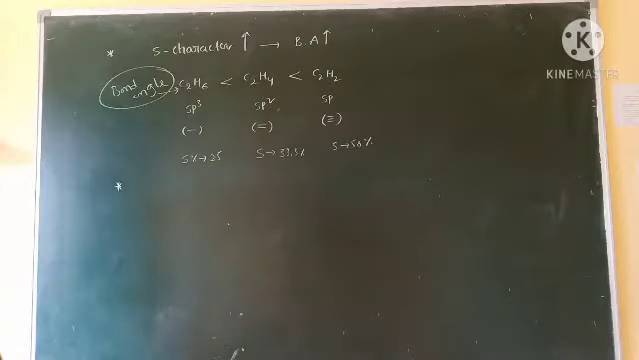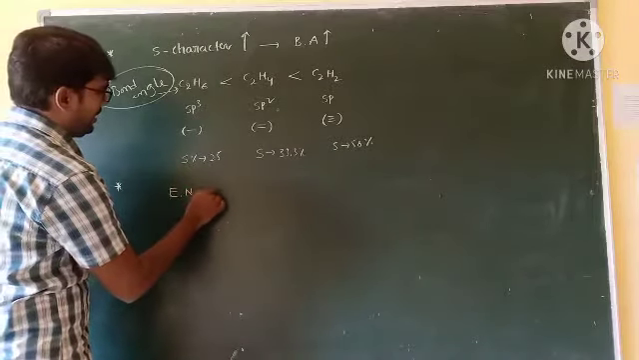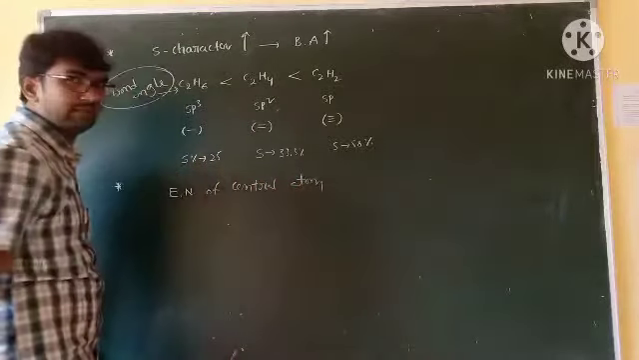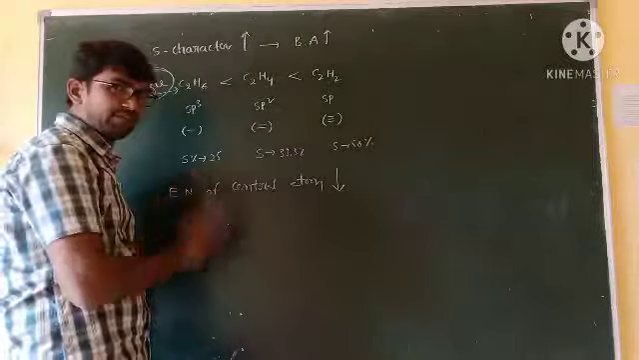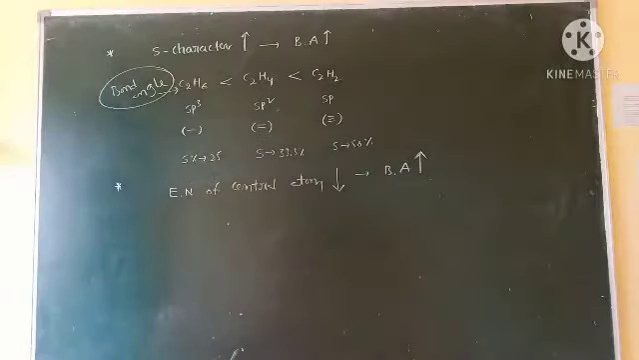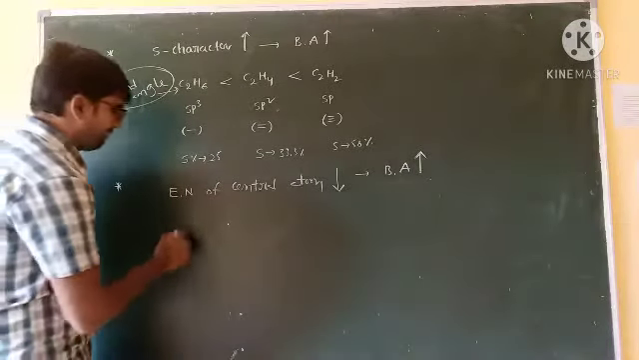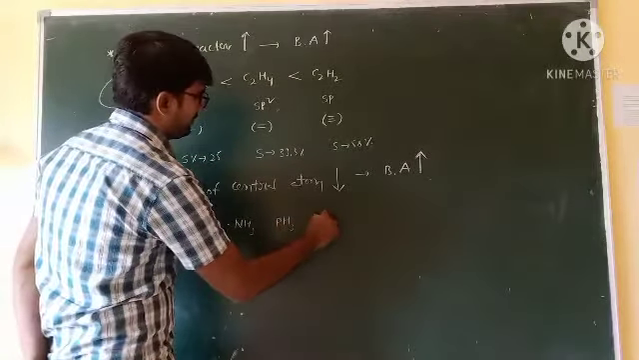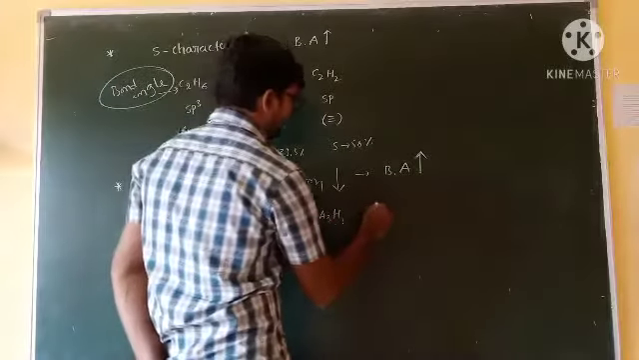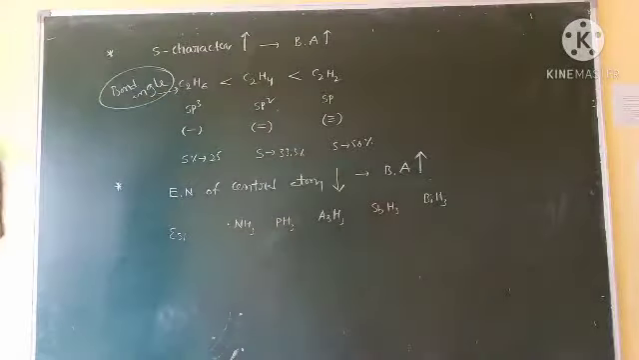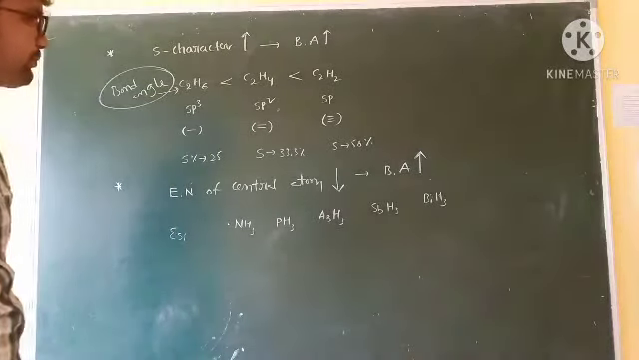Next point. If the electronegativity of the central atom decreases, meaning low electronegativity of the central atom, the bond angle is more. Right? So example for this one: NH3, with nitrogen, phosphorus, arsenic, antimony, bismuth. NH3, PH3, AsH3, SbH3.